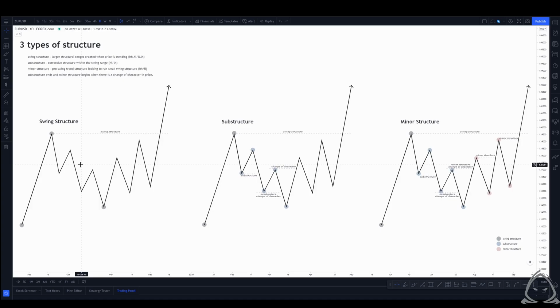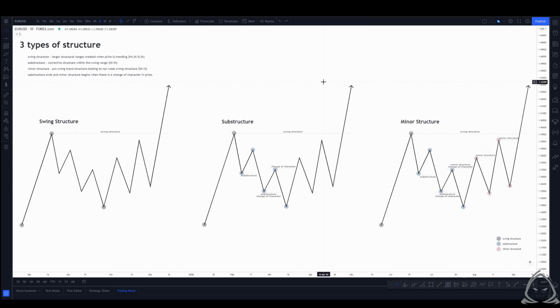And one final thing to note, just to be able to clearly delineate the difference between substructure and minor structure, is substructure ends and minor structure begins when there is a change of character in price. So again, with a bullish example, substructure is creating lower lows and lower highs. A change of character happens, creating a new higher high, so it violates the previous lower high that was being printed, and then we start to see a shift, creating higher highs and higher lows. So once we see that initial change of character, that's when we're starting to create minor structure, as seen in this graphic right here.